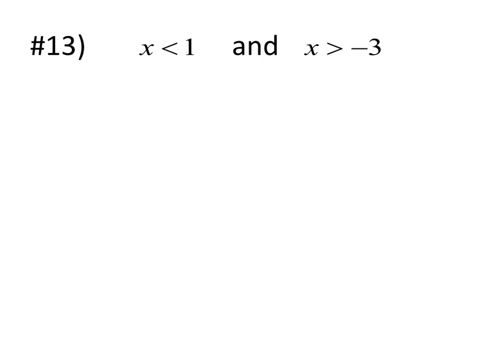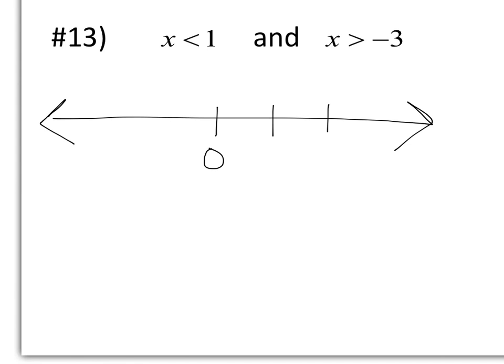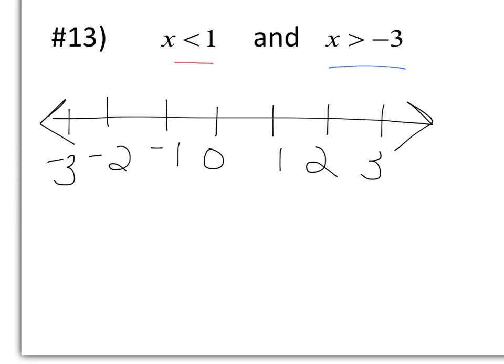Okay, so you have x is less than 1 and x is greater than negative 3. So we're going to go ahead and draw our number line. First I'm going to pick a pen. I'm going to put 0 in the middle, or as close to the middle as I can get. So I've got 1, 2, and 3, and then negative 1, negative 2, and negative 3. Now I'm going to use red for x is less than 1, and blue for x is greater than negative 3.